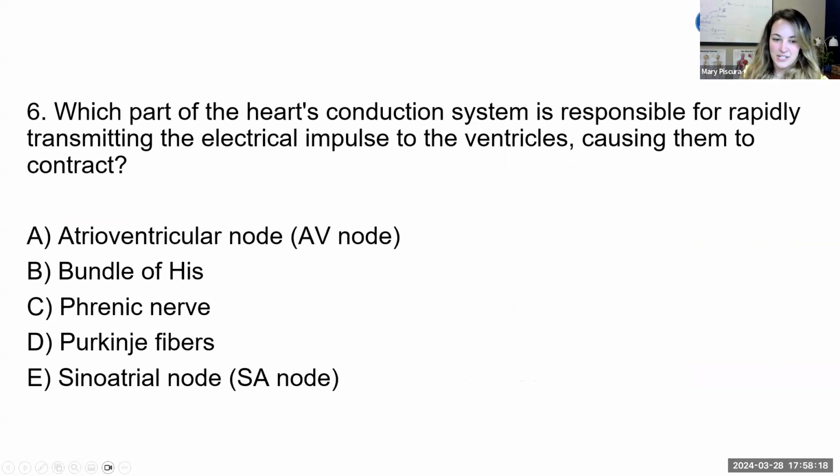Okay, another really good question. There are a lot of regional objectives associated with the heart, a lot more than some of the other sections, so I just wanted to make sure we dedicated some extra time here. So next question: which part of the heart's conduction system is responsible for rapidly transmitting the electrical impulse to the ventricles, causing them to contract?